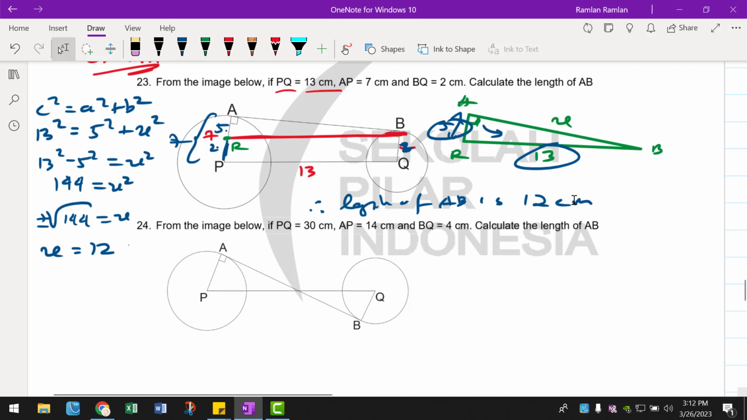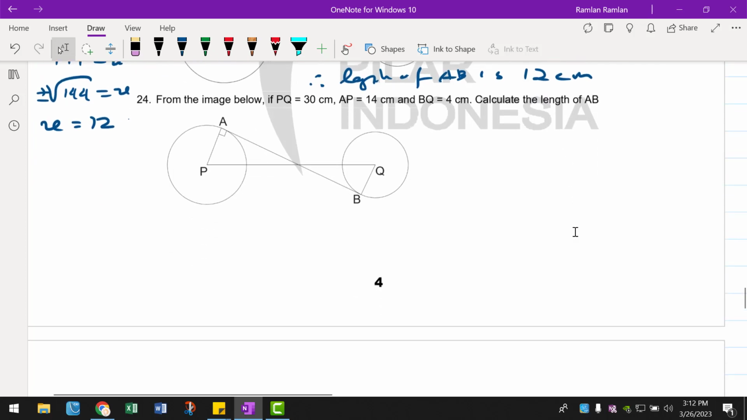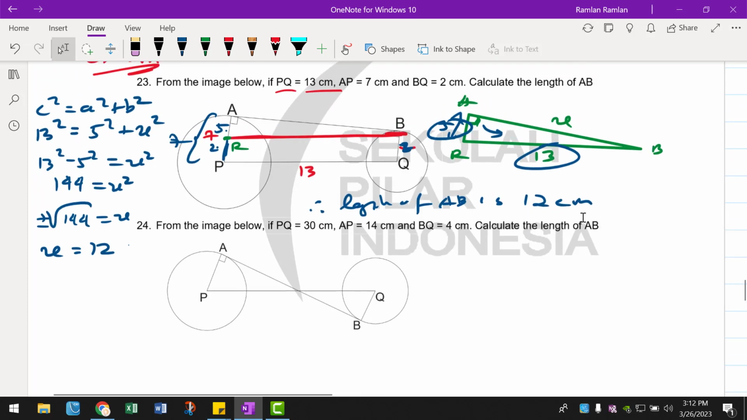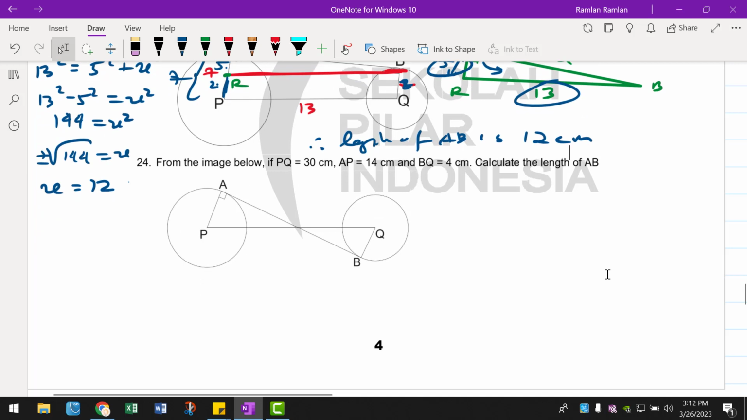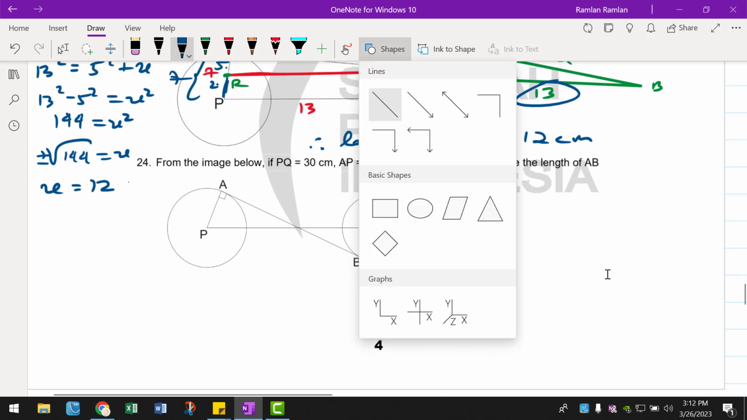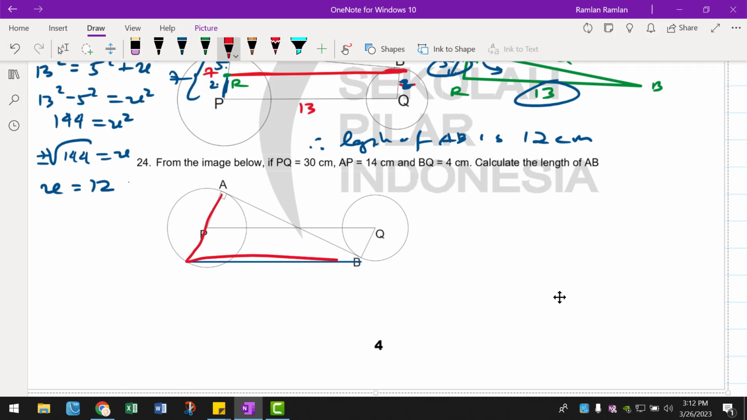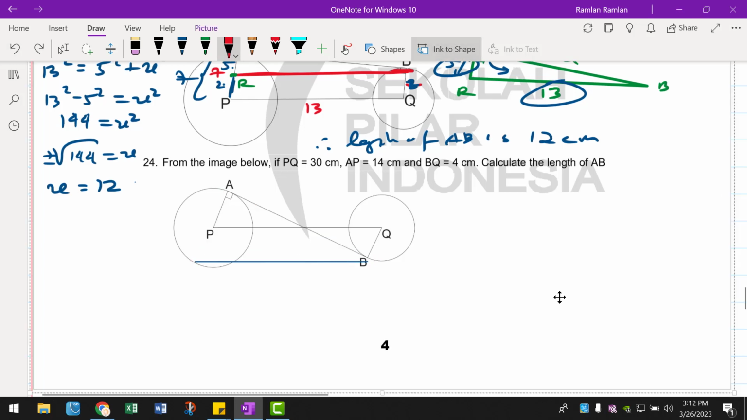Okay, number 24 is almost the same thing, but the only difference is that we are going to move the PQ line downwards. So let me draw it again, guys. From P to Q, for example. I'm going to move that here, right? So the right angle triangle that we're going to see is this one over here. That is the right angle triangle that we're going to focus on.